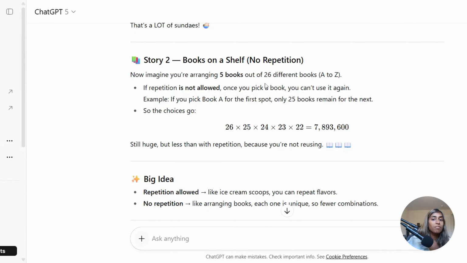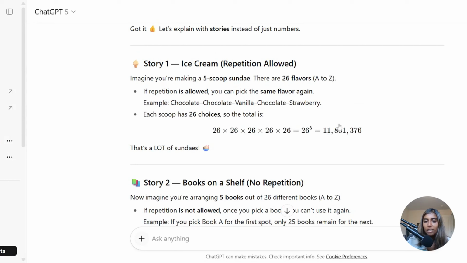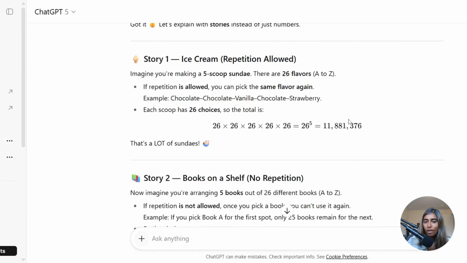Imagine you're arranging 5 books out of 26 different books. If repetition is not allowed, once you pick a book, you can't use it again. If you pick book A for the first spot, only 25 books remain for the next. So the choices go down. I understood it right away with that.